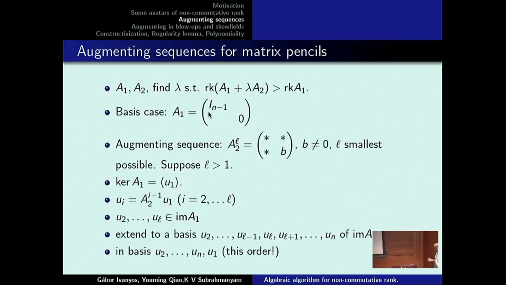I can write down in a nice basis, and this is the basis we will choose. So U1 is the element in the kernel of A1. We've assumed, remember, that A1 is of rank n minus 1. It kills only the last vector. So in this basis, I will apply A1 to U1, then I'll apply A2 to U1, then I'll apply A2 squared to U1, A2 cubed to U1. And I know that all these elements up to L minus 1 lie inside the image of A1. It is A2 to the L which pulls out U1. So we'll write it in this basis.